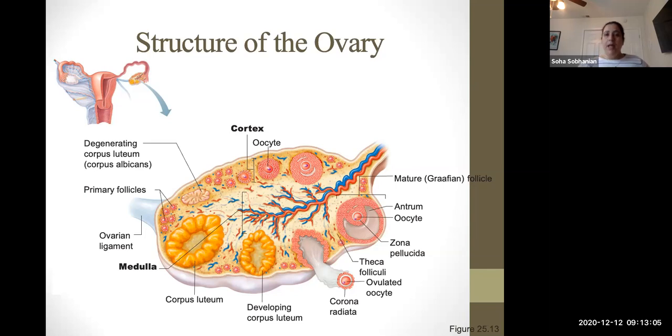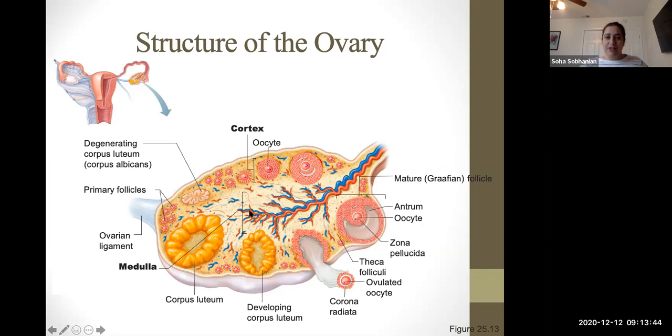Awesome. Okay. So when we're looking at the ovaries, like your kidneys, remember the outer edge of the kidney was called cortex and the central part was called medulla. So same concept applies here. The outer aspect of the ovary is referred to as the cortex, and the more inner aspect where all of the blood vessels for the ovary actually come in is referred to as the medulla.